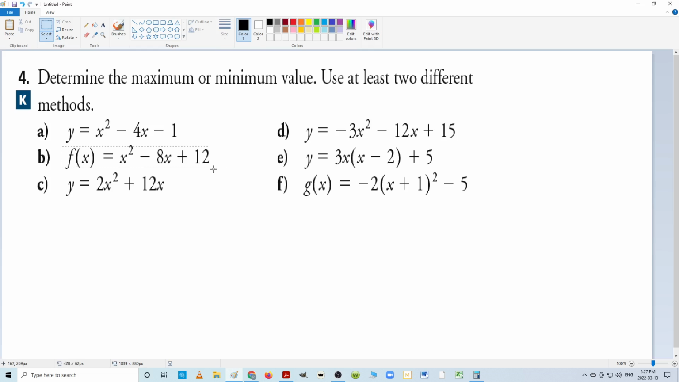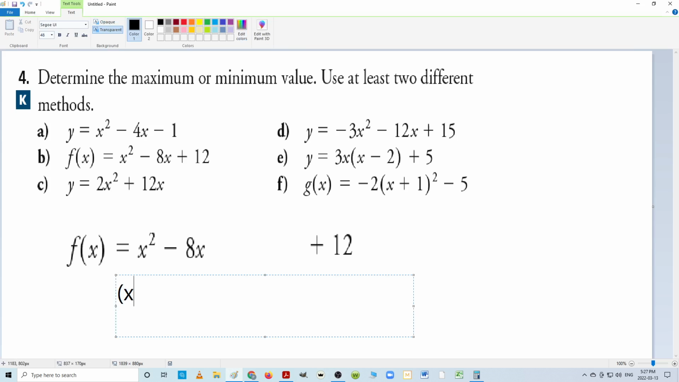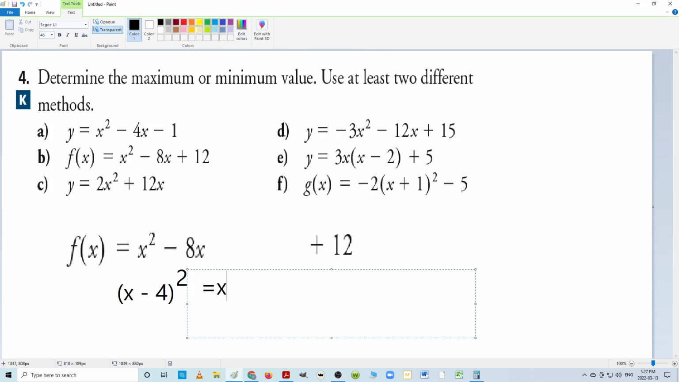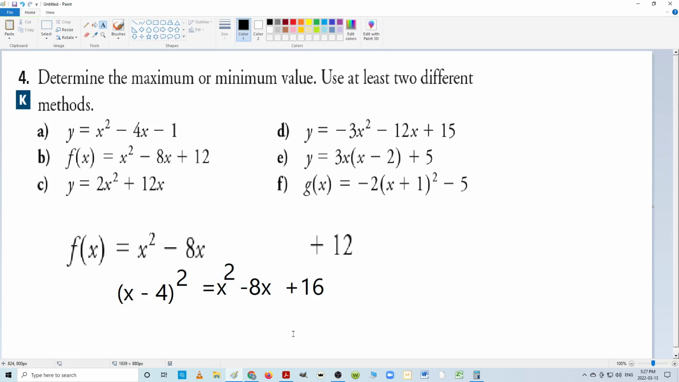Same method for most of these. So if I look at this, yeah, I can borrow from the 12 sometimes, and it's not a bad idea to borrow from the 12. So if I look at this, I'll do it a different method for you. I can see that if I divide the 8 by 2, this is going to be the perfect square. But it's going to produce x squared, which is what I want, minus 8x, which is what I want, but it's going to produce a 16 I don't want, right?